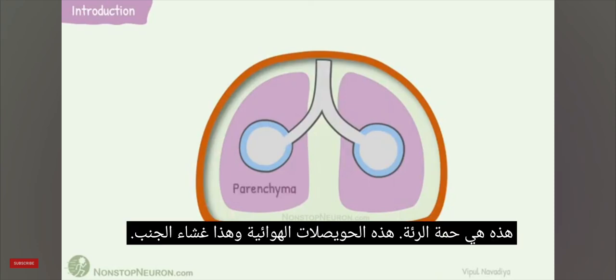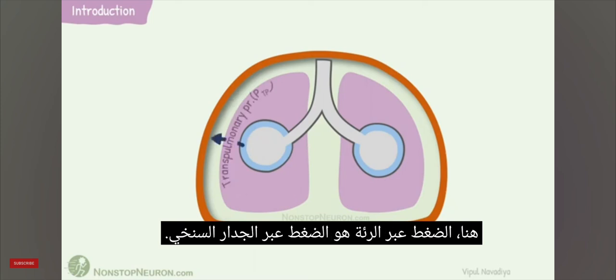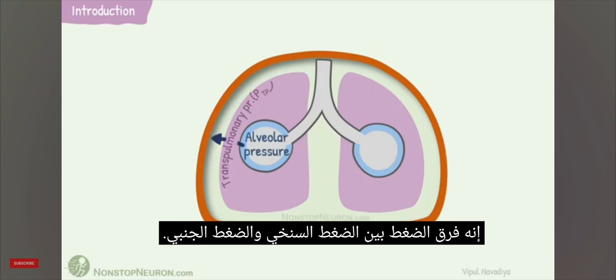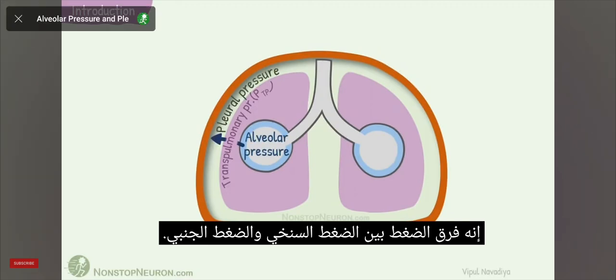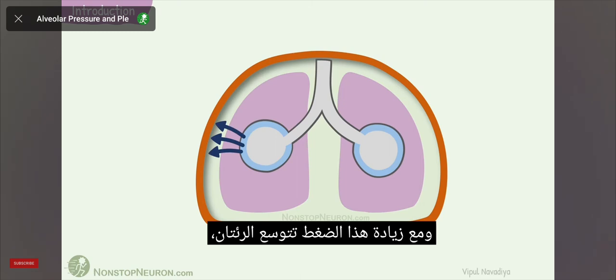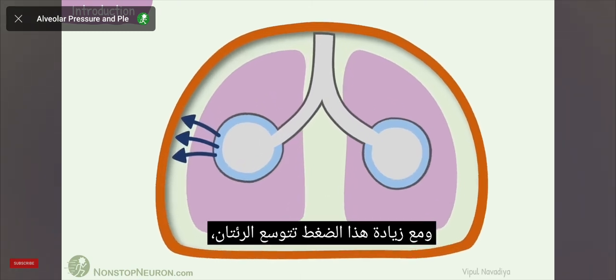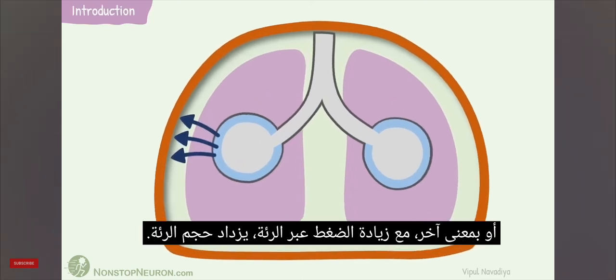This is lung parenchyma, this is alveoli, and this is pleura. Here, transpulmonary pressure is pressure across alveolar wall. It's pressure difference between alveolar pressure and pleural pressure. As this pressure increases, the lungs expand. Or in other words, with increasing transpulmonary pressure, lung volume increases.